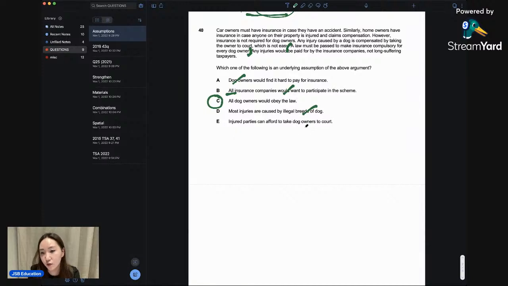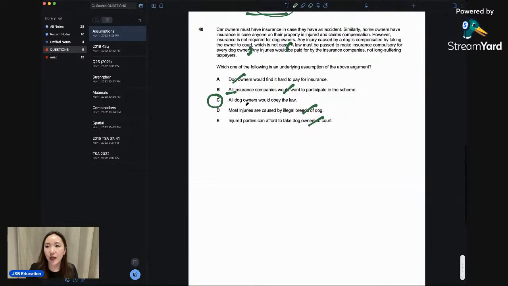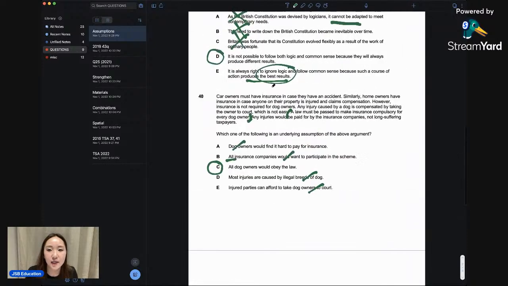Injured parties can afford to take dog owners to court. Not really relevant to the argument at all. That's not the point. We, the taxpayers, do not want to pay for dog injuries. So yeah, nice and quick. Hopefully that has cleared some stuff up for you.